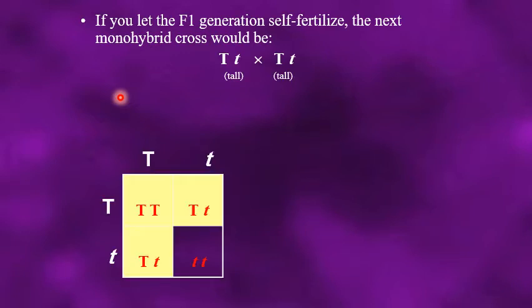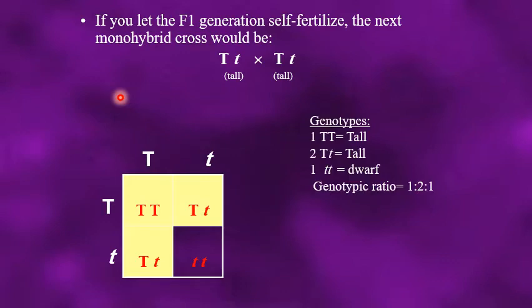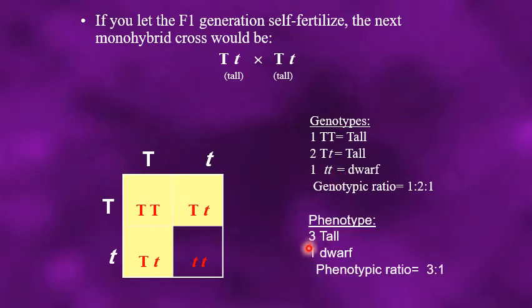If the F1 generation is allowed to self-pollinate, we can see by using the Punnett square that the genotypic ratio is about 1 to 2 to 1: 1 homozygous tall, 2 heterozygous tall, and 1 homozygous dwarf. But the phenotypic ratio is about 3 to 1, 3 tall and 1 dwarf.